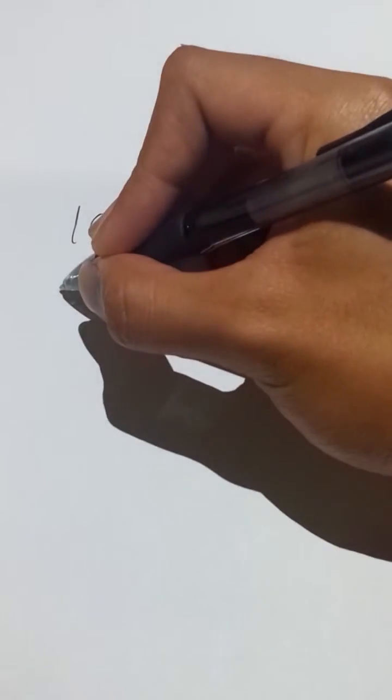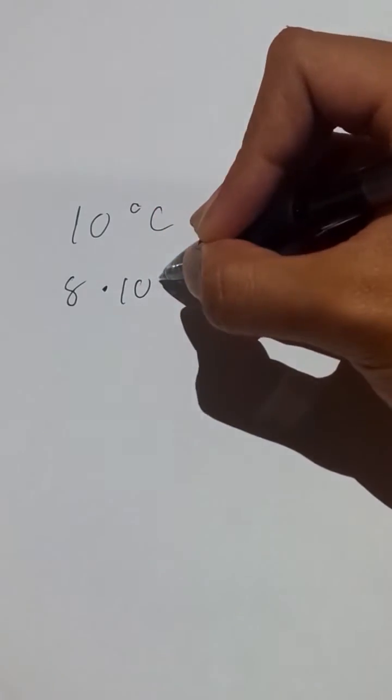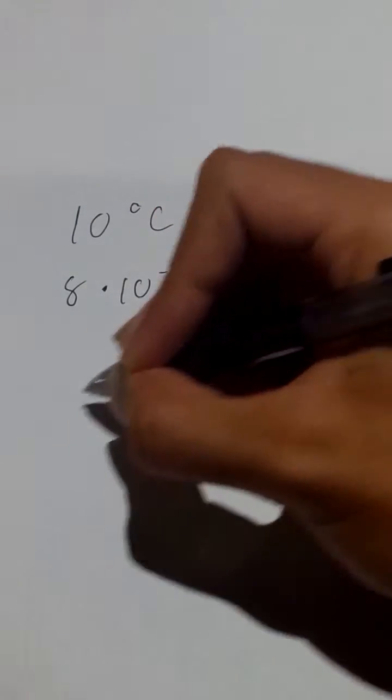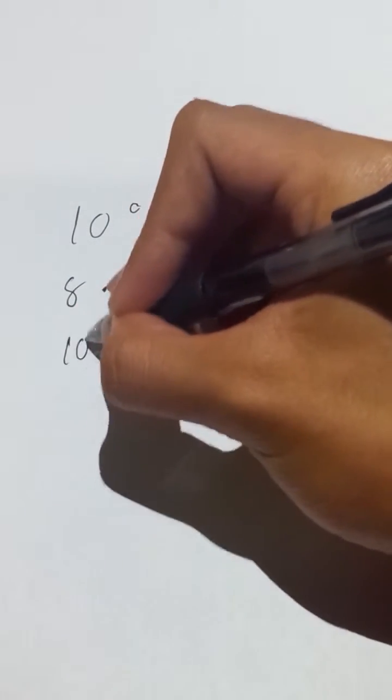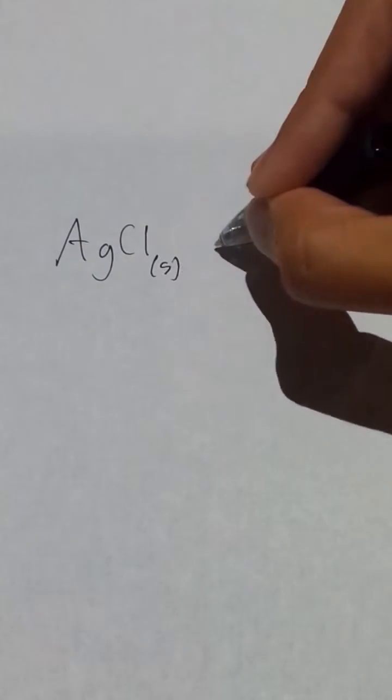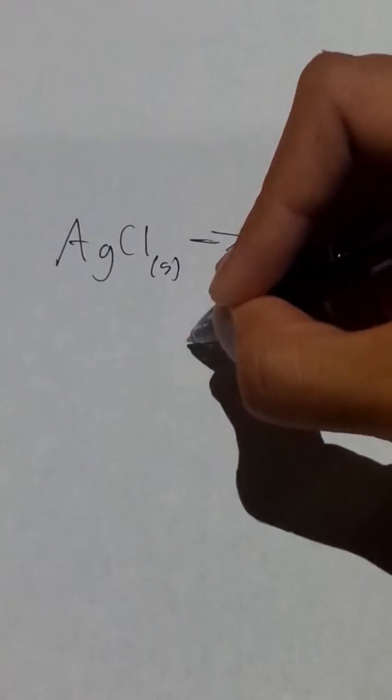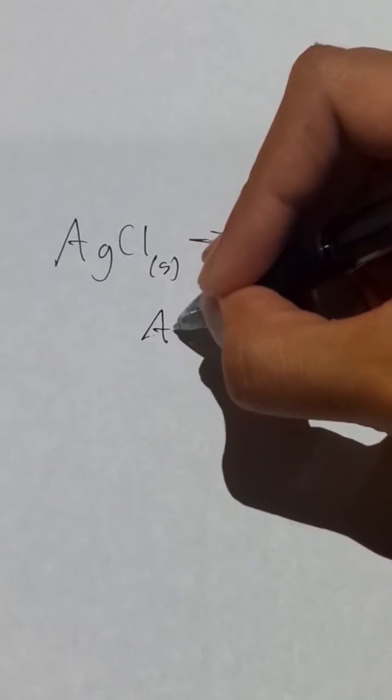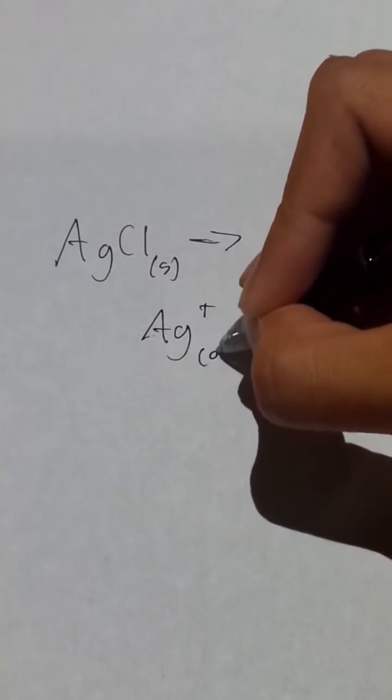In part A, the temperature is 10 degrees Celsius, the mass is 8 times 10 to the negative 5th grams, and the volume is 100 milliliters of water. The first part only asks for the dissociation of silver chloride in water. The equation is simply the silver chloride broken down into its constituent ions, silver plus 1 and chlorine negative 1.